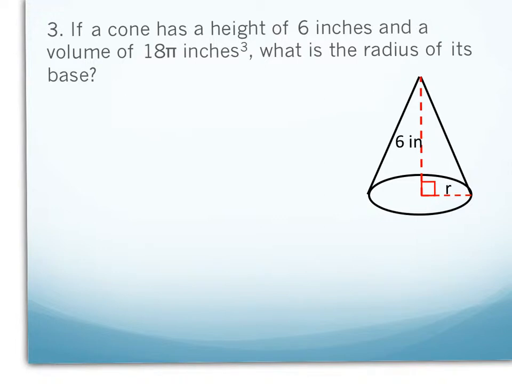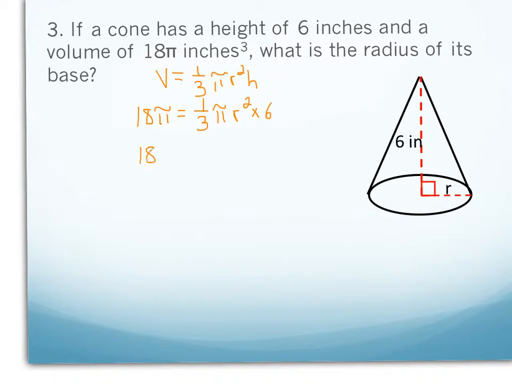In number 3, we have a cone. It says if a cone has a height of 6 inches and a volume of 18 pi inches cubed, what is the radius of its base? So remember, the volume of a cone is equal to 1/3 times pi r squared h. So our volume's 18 pi. Keep that 1/3 pi on the right. We don't know our radius, but we know our height is 6.